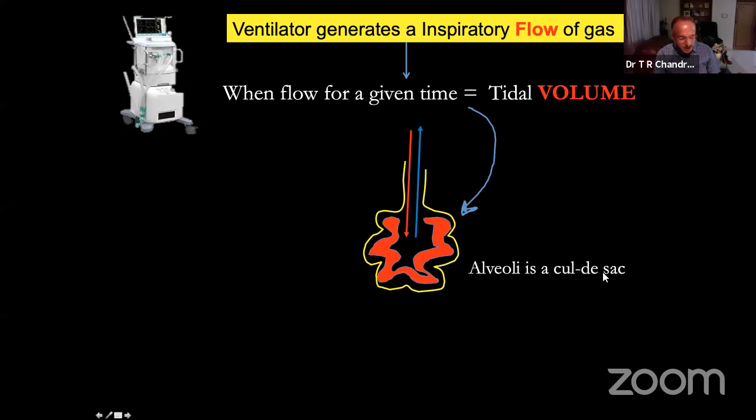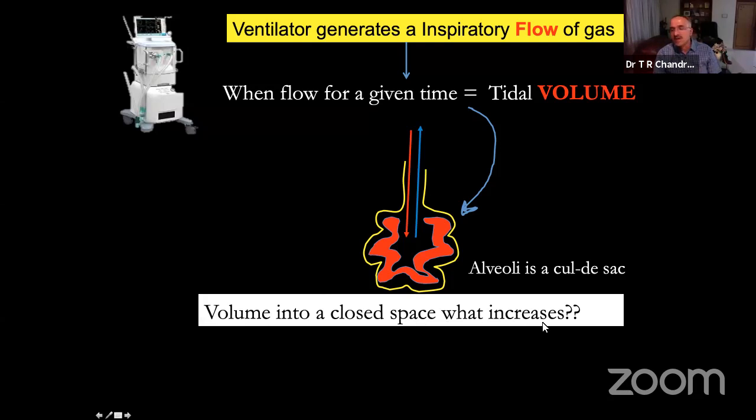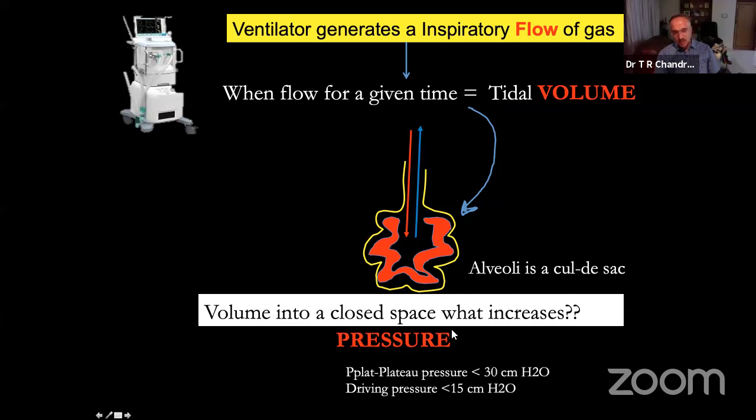The alveoli is a cul-de-sac. So whenever you put a volume into a closed space, what increases? I've told you, pressure increases. So there are three components now. There is a flow. When flow is looked at in the context of time, it becomes volume. Then in a closed space, it generates a pressure. These are the two pressures we are going to discuss. We discussed the driving pressure yesterday. Dr. Saneesh, my colleague, has extensively discussed this, and these two pressures are going to be discussed in every ARDS, COPD, whether we talk of organophosphorus compound poisoning, whatever, these two pressures will be spoken of.